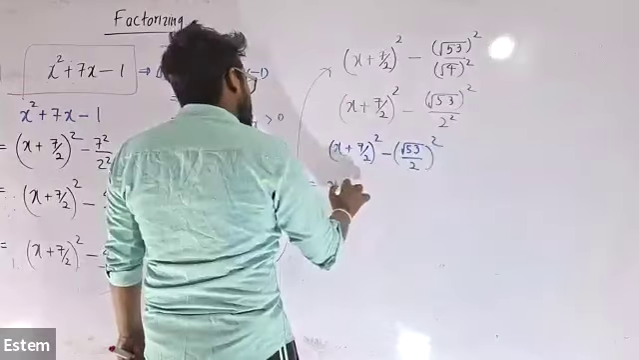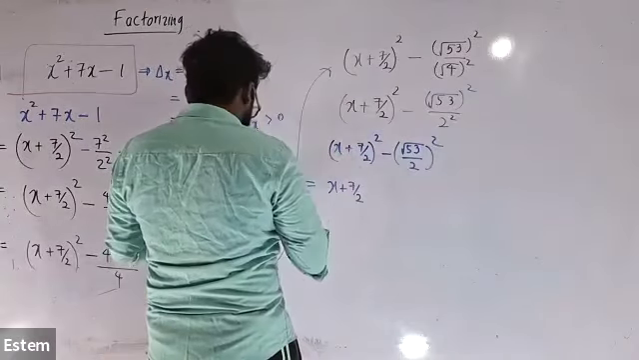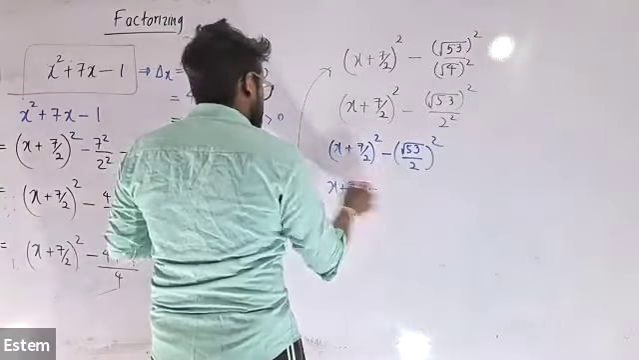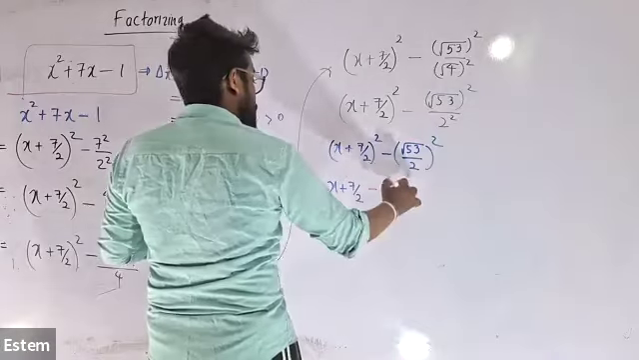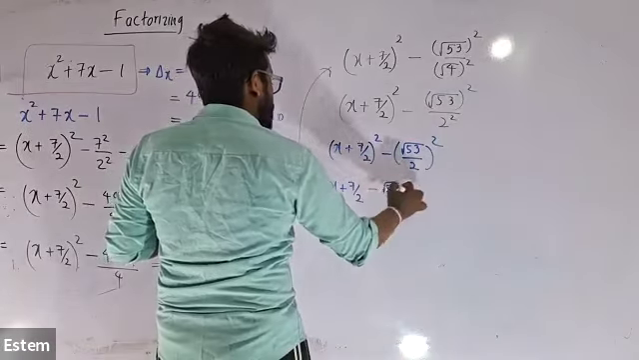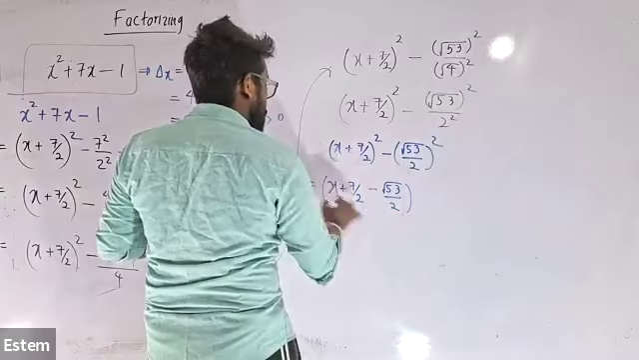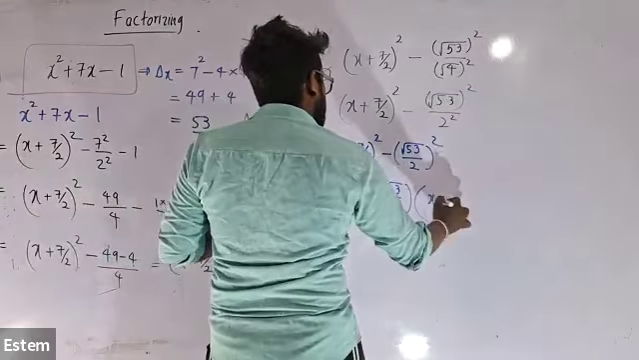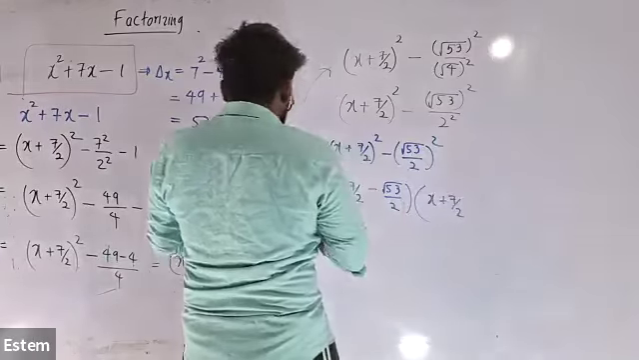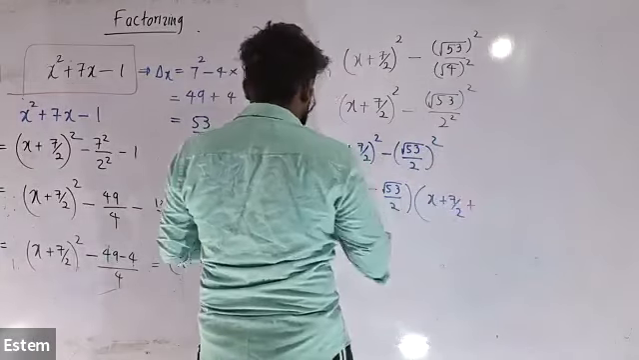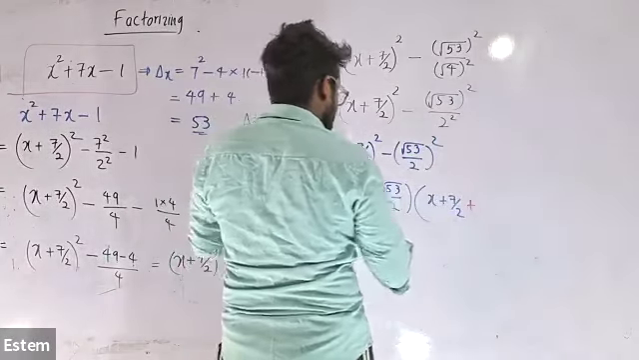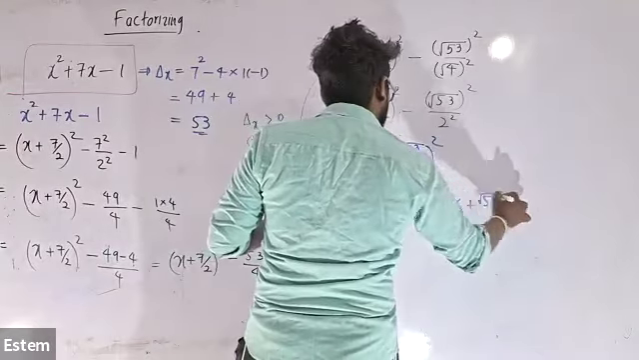How? (x plus 7 over 2 minus root 53 over 2) times (x plus 7 over 2 plus root 53 over 2). Very easy, no?